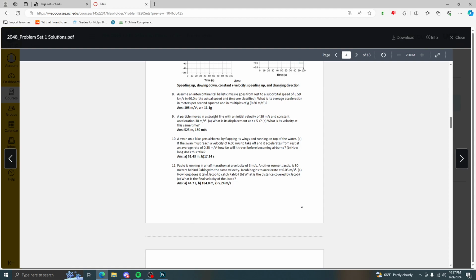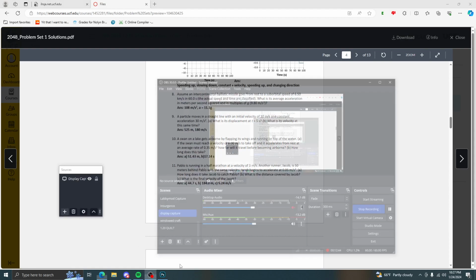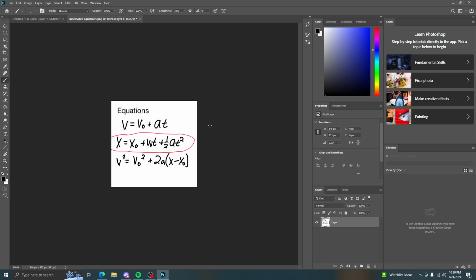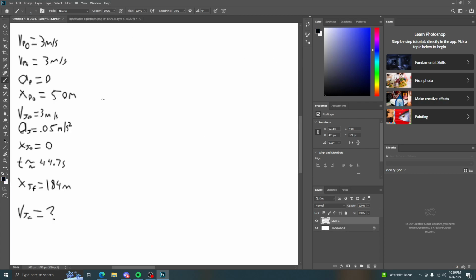So the next part of the question is, what is the final velocity of Jacob? And here, let me think this over real quick. So we're just trying to find the final velocity of Jacob. We have the time now and the final position. So we just need v j final, and there's a formula for this. It's just v initial plus at, and because we have t now, we can just plug numbers into that.